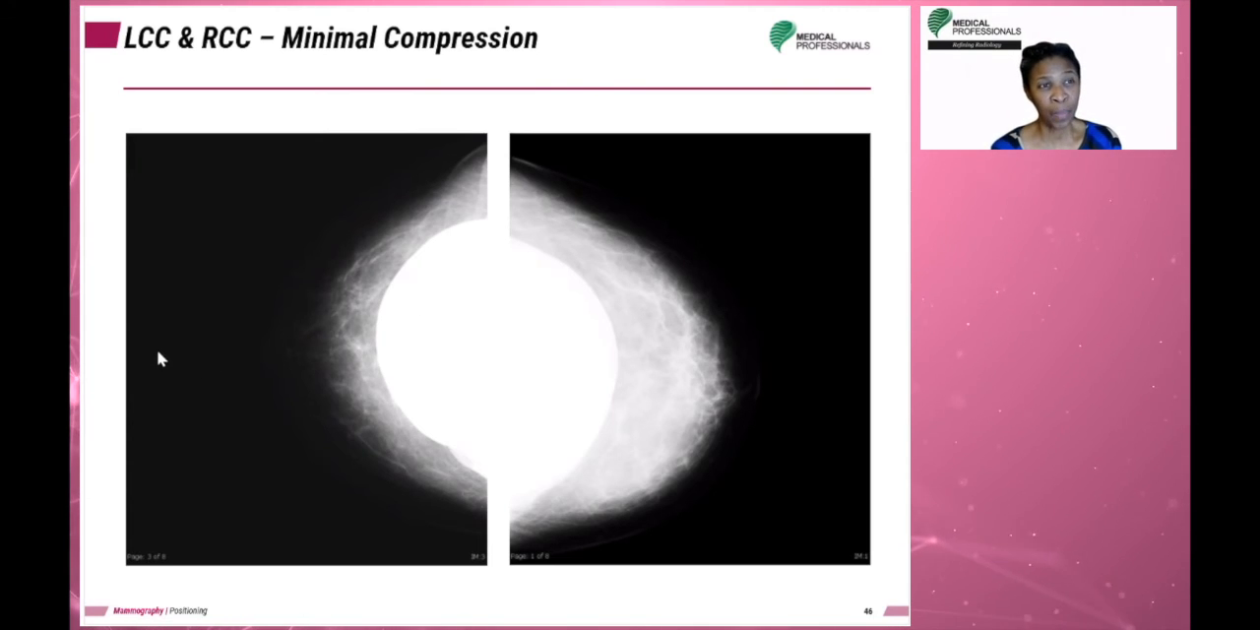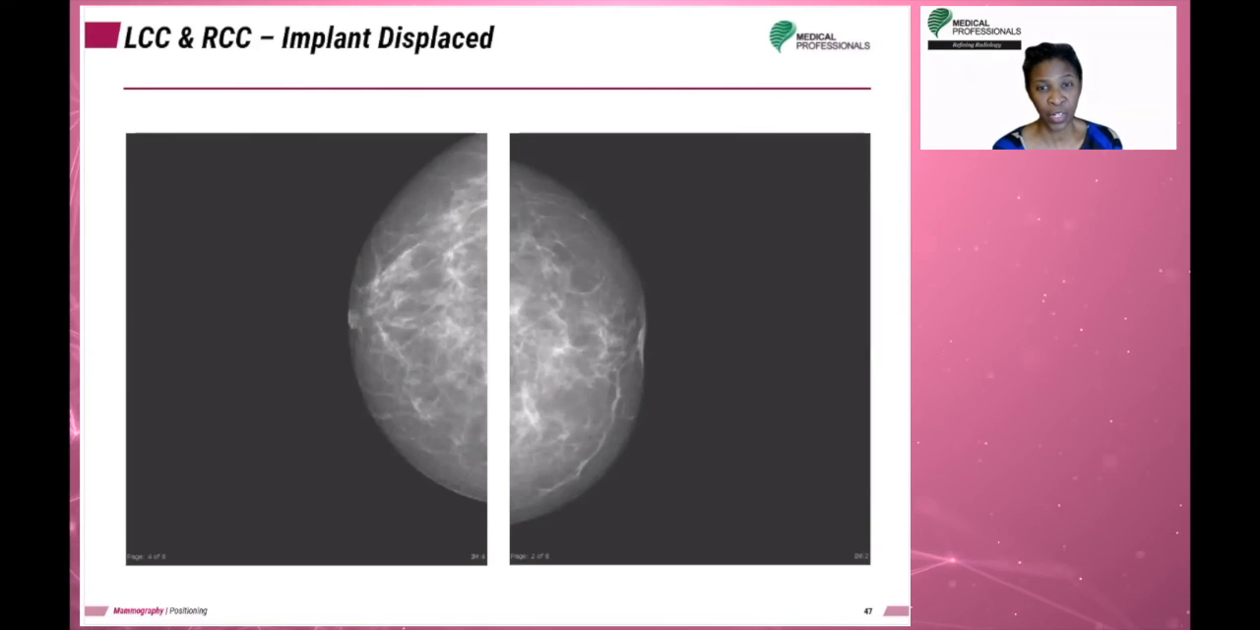Now with digital, depending on the size of the implant, you actually may not necessarily need to use manual technique. Just make sure your detector is over breast tissue and not over implant. And I found with digital, even if there's very little breast tissue, say on your implant displaced projection, this is a significant amount of breast tissue here, even sometimes up to just an inch of breast tissue, and you'll still get a good exposure.